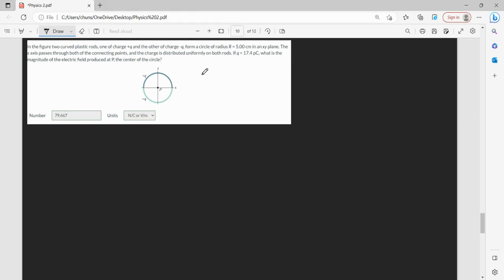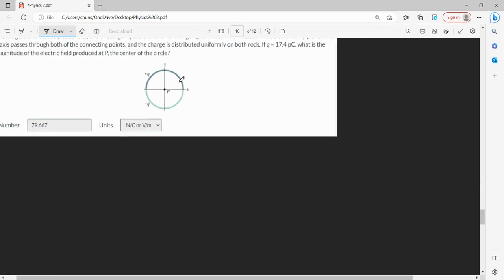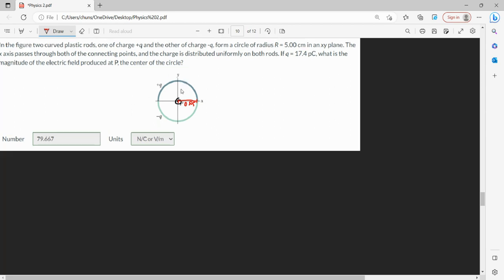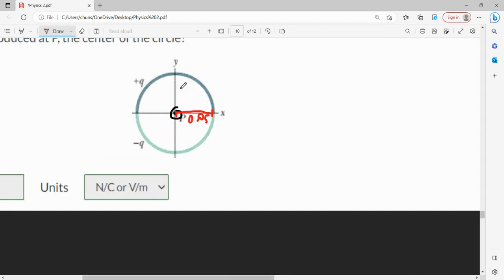This question also relies on our geometry a little bit. We want to find the electric field produced at P, given that it's surrounded by two curved plastic rods. A couple of things we can label: we know our distance from every point is 0.05 meters. And now we want to draw some lines to indicate our geometry.